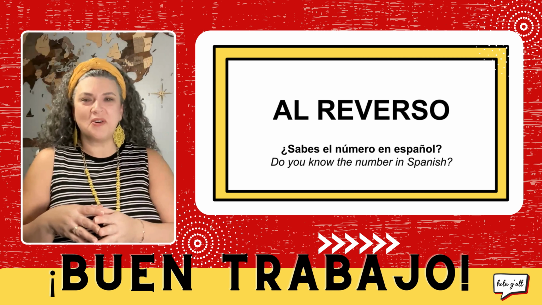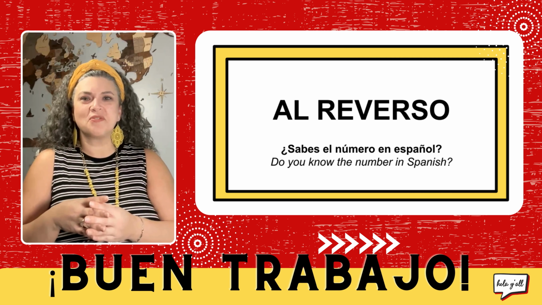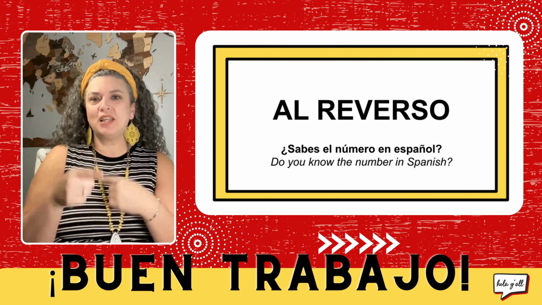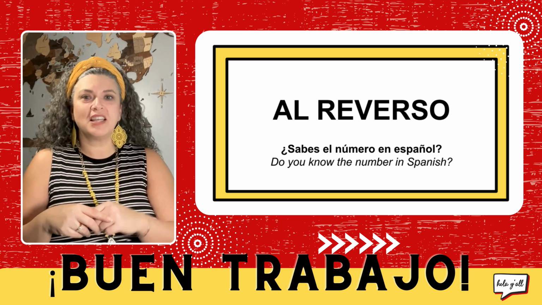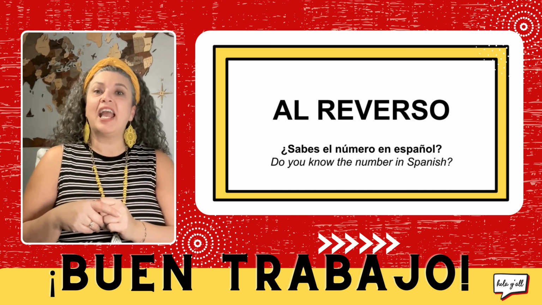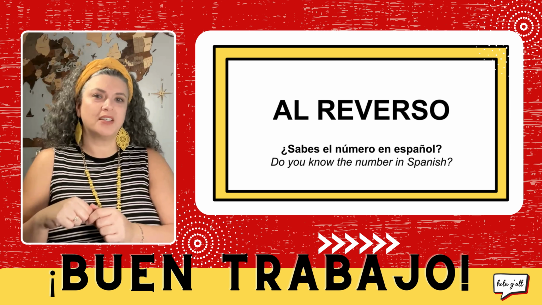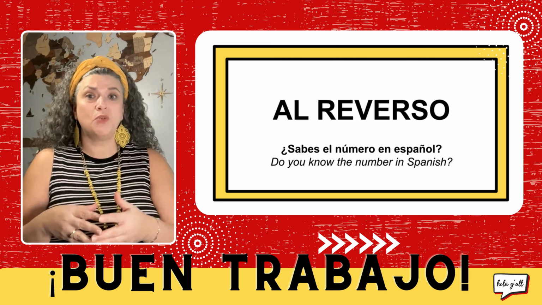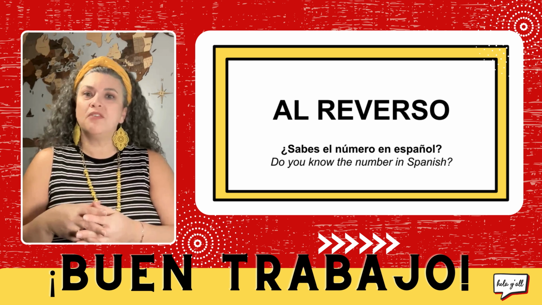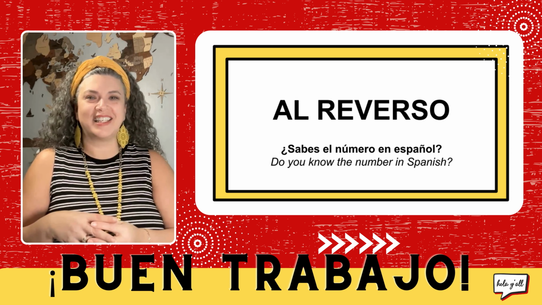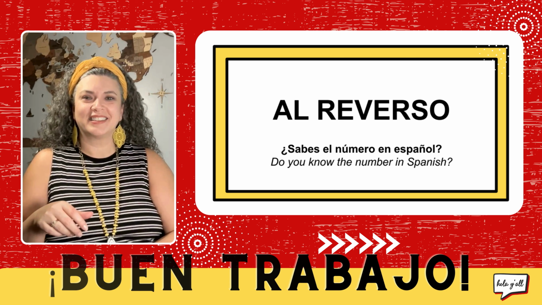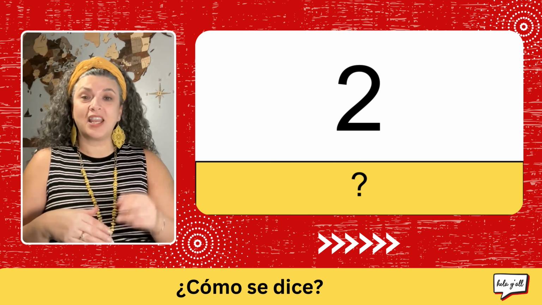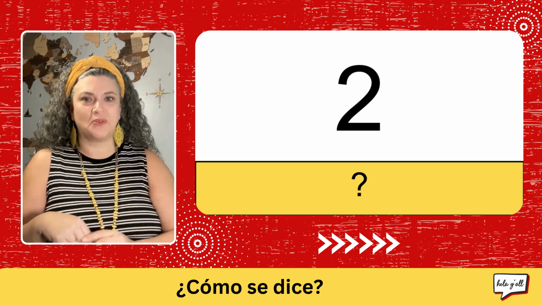Buen trabajo. You did your first 10 numbers for practice, and now we're going to do it al reverso. So instead of me giving you the number in Spanish, I'm going to give you the number in English, and you see if you know what it is in Spanish. I will ask you, ¿Cómo se dice? How do you say? Then give you a number in English. You see if you can remember how to say it in Spanish. ¿Cómo se dice two en español?